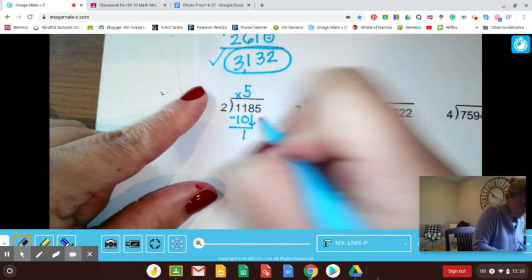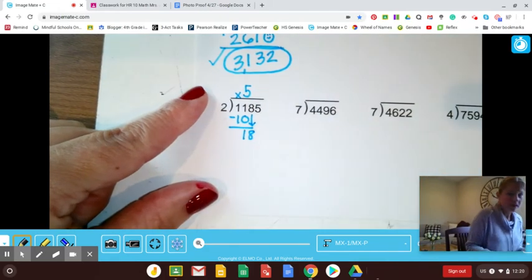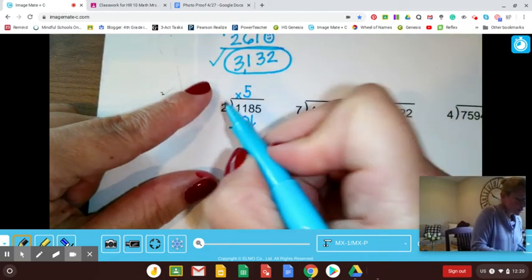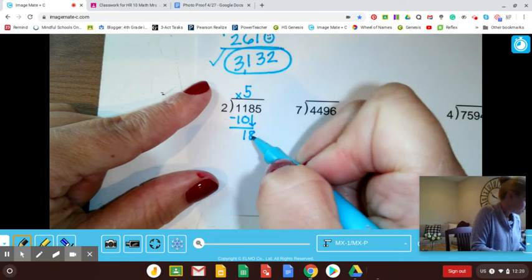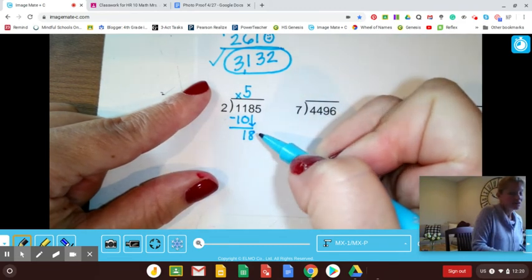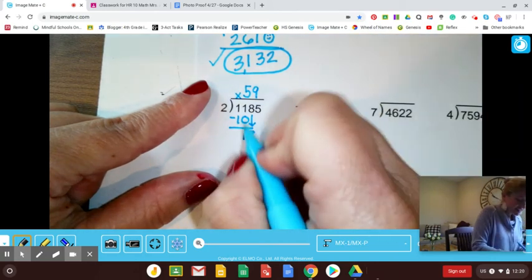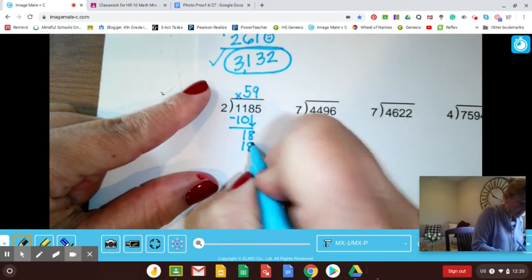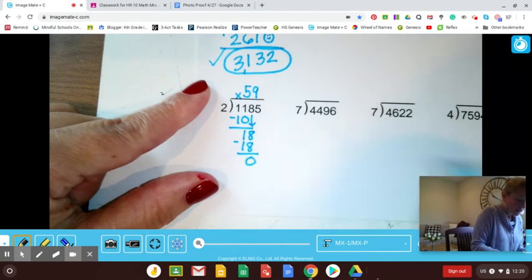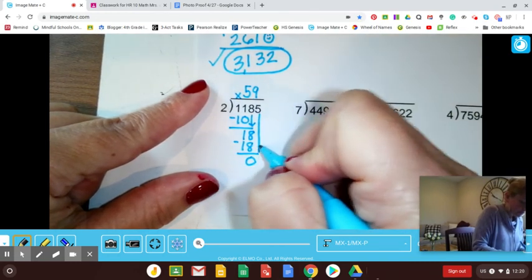Now, my fun part, I get to bring down using my arrow, and I bring down, it's an 18. 2 times what is close to 18 without going over? Well, 2 times 9 is exactly 18. So 2 times 9 is 18. I'm going to subtract and get nothing. Now I can bring down my 5.